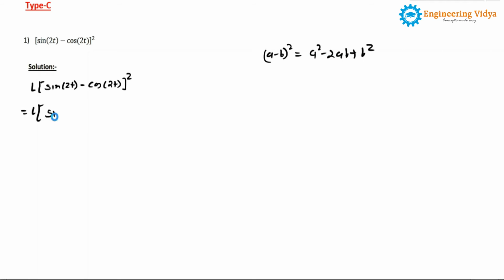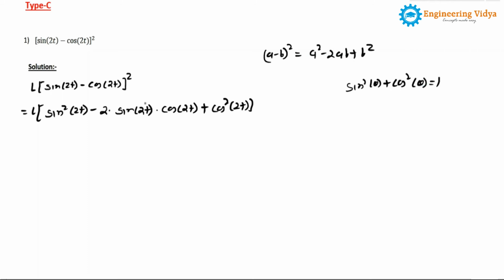Here it will be a square minus 2ab, right? 2 into sin 2t into cos 2t plus cos square of 2t, right? I hope you understood this formula, right? Since we know that sin square theta plus cos square theta is always equal to 1. So here we have sin square 2t and here we have cos square 2t. So we can replace sin square 2t plus cos square 2t by 1. So here it will be 1 minus 2 into sin 2t into cos 2t. I hope you understood this thing, right?